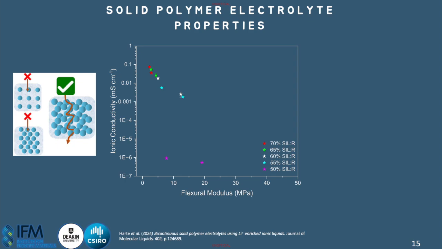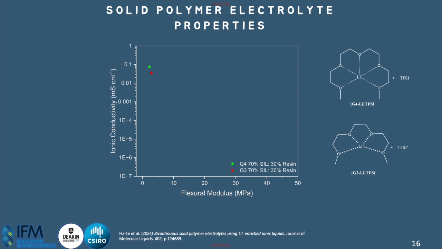And you can see here that there was an improvement in mechanical properties with the increasing resin content. However, depending on the application, this may be suitable or desirable. However, there is a sacrifice in the ionic conductivity and electrochemical properties of the systems.